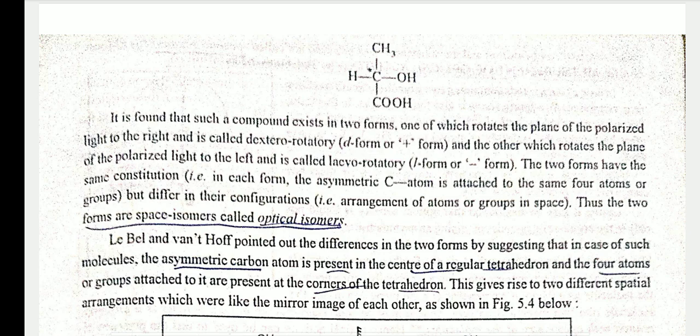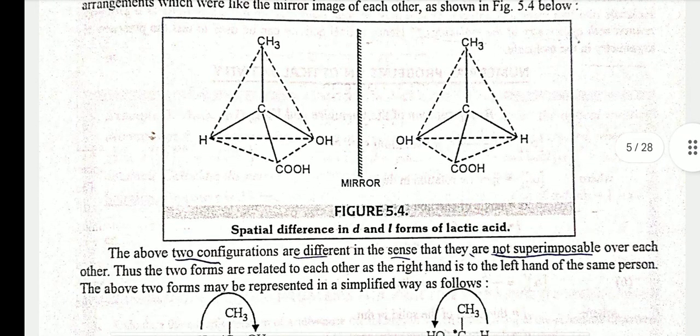Le Bel and van 't Hoff pointed out the differences in the two forms by suggesting that in case of such a molecule, the asymmetric carbon atom is present in the center of a regular tetrahedron and the four atoms or groups attached to it are present at the corners of the tetrahedron. This gives rise to two different spatial arrangements which are like the mirror image of each other. As you can see in the figure, the above two configurations are different in the sense that they are not superimposable over each other. Thus, the two forms are related to each other as the right hand is to the left hand of the same person.